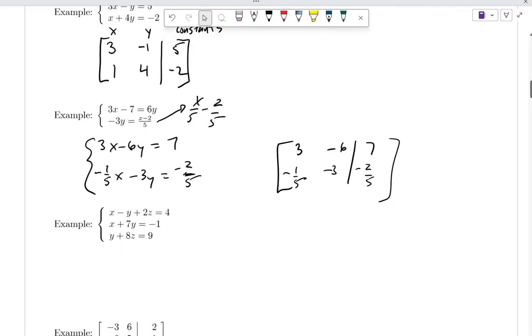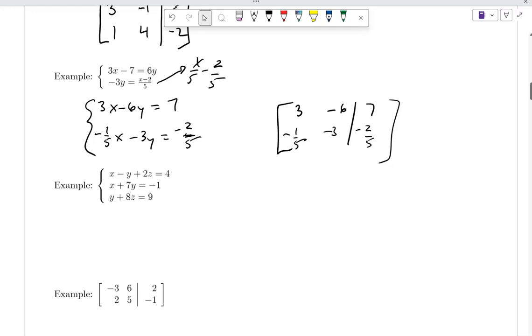Let's look at this third one. Is it in standard form already? Yeah, okay. What size is your augmented matrix going to have? How many rows and how many columns? 3 by 4, right? A row for each equation, a column for each variable, plus 1 for the constant. So it'll be a 3 by 4. What's your first row going to be? Yeah, 1, negative 1, 2, 4.